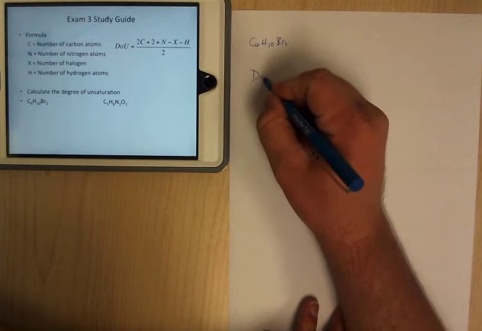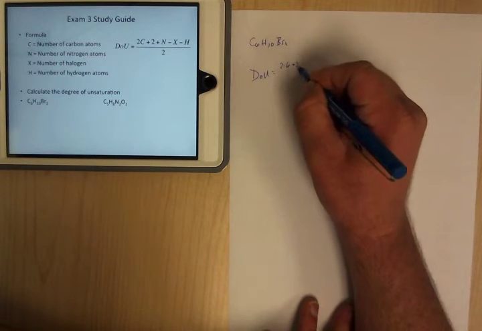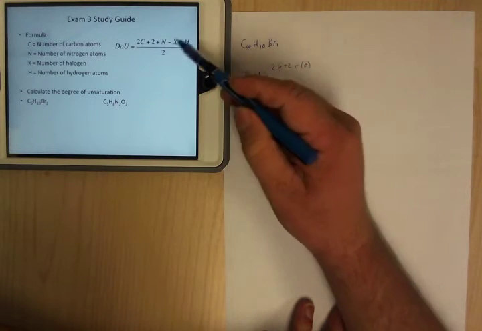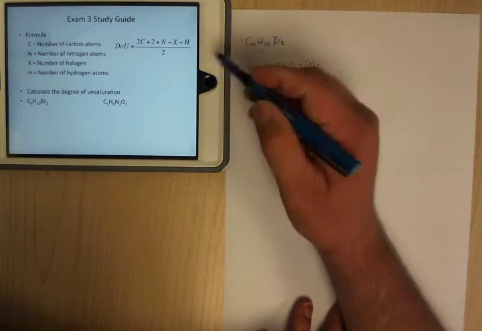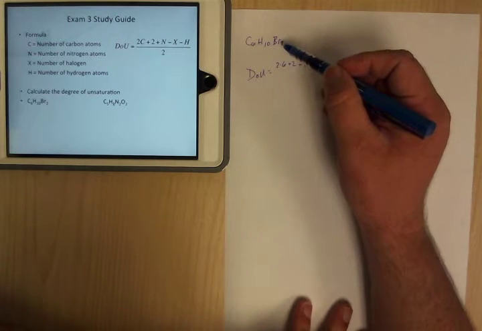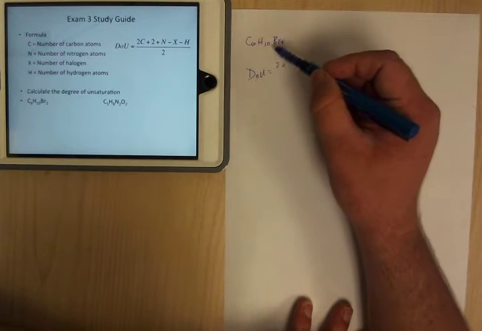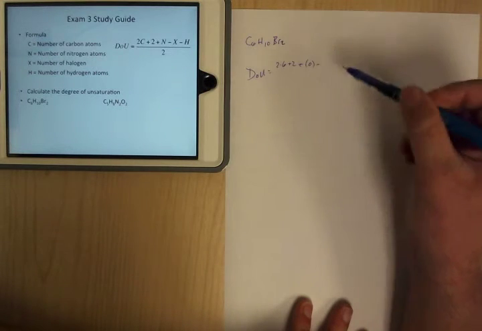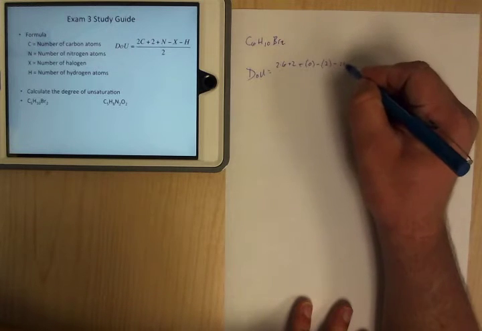Okay, so put that. So DOU. It's 2 times the number of carbons, plus 2. We don't have any nitrogens in there, so don't worry about that. We do have two halides. It doesn't matter if you had a bromine and a fluorine, or a chlorine and a bromine, or something like that. You just have 2. The total number of halogens is 2. So it's minus 2, minus the number of hydrogens, 10.